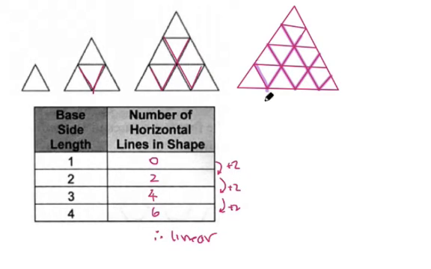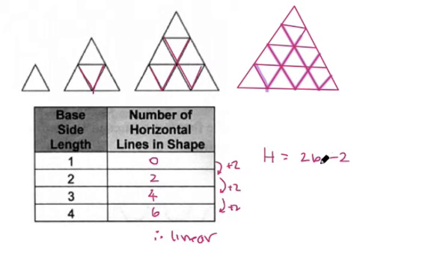And now we want to find an equation because it's linear. So the total number of horizontal lines, I'm going to say is h, will be equal to 2 times the base side length. So I'm going to say that's b minus 2.